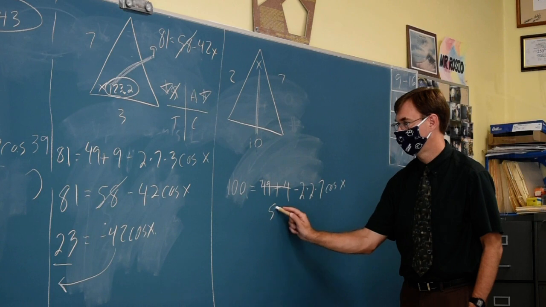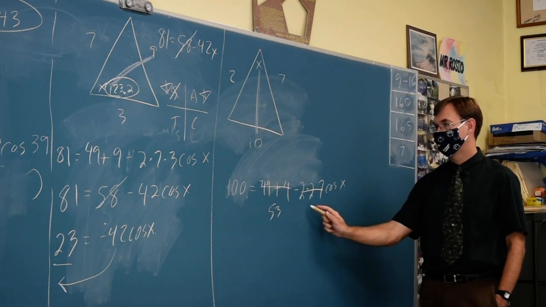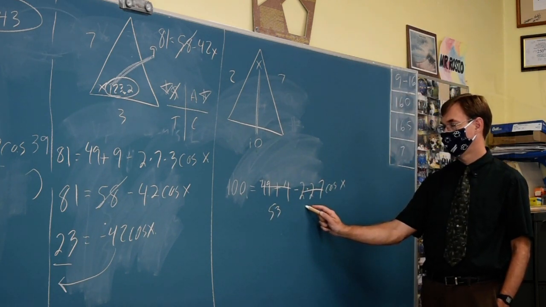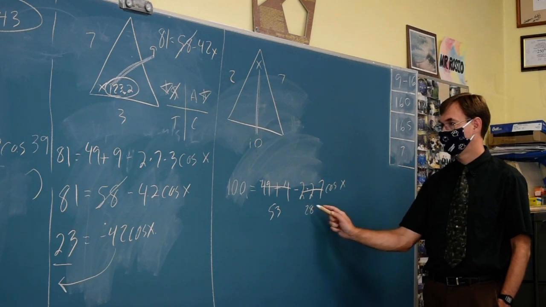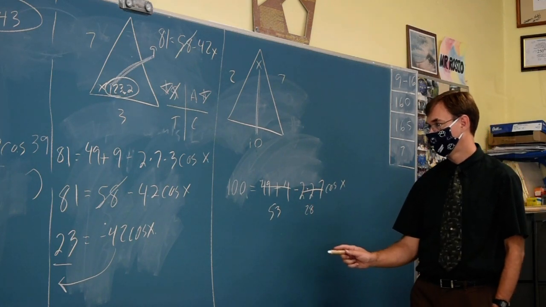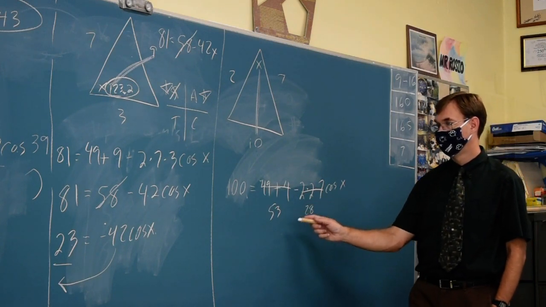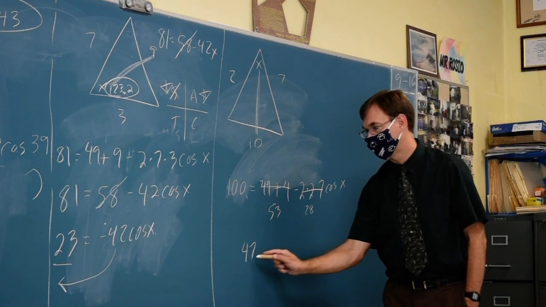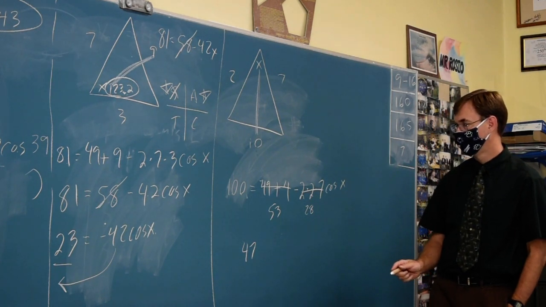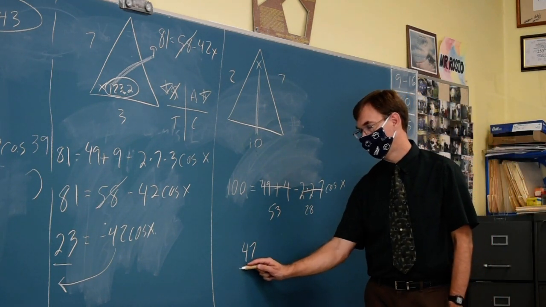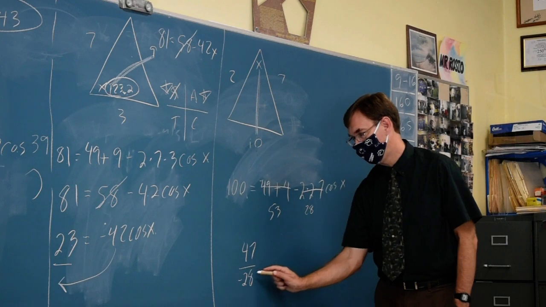53. Let's clean this up. 28. 28. Opposite pound. Subtract the 53. Subtract the 53 is 47. Divide by -28. Divide by -28.